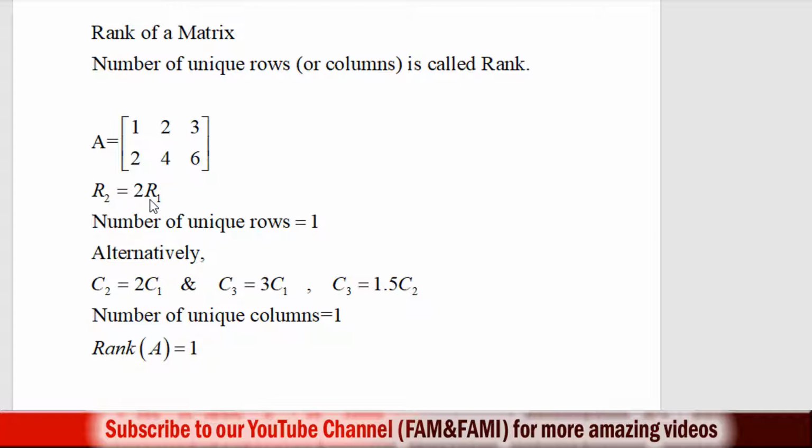Or we say that row number 2 is not unique. If a row in a matrix depends upon any other row, then we say that that row cannot be unique. Similar definition holds for the columns. If a column in a matrix depends upon any other column, then that column cannot be considered as unique column. Alternatively, we can look for number of unique columns as well.